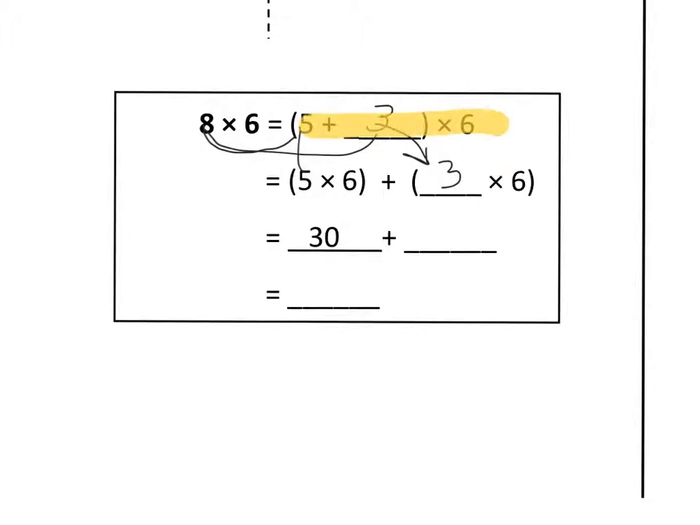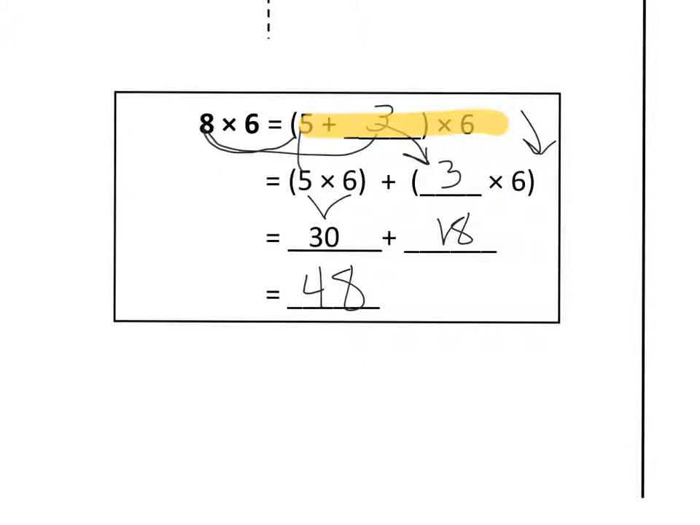This right here is the same as this. 5 plus 3 times 6 is the same as 5 times 6 plus 3 times 6. 5 times 6 is 30. 3 times 6 is 18. That gets us to 48. Lots of arrows, lots of different directions. This is something you're going to have to really think about.